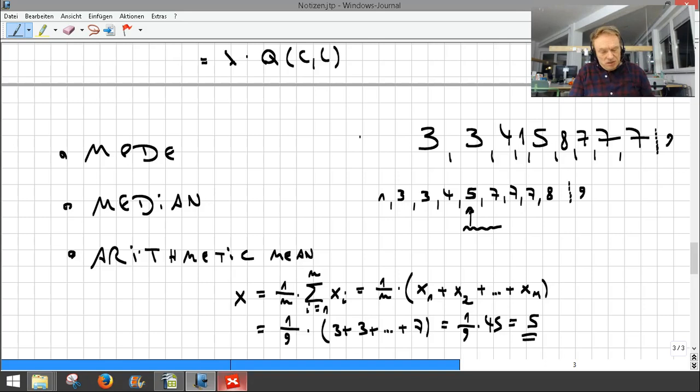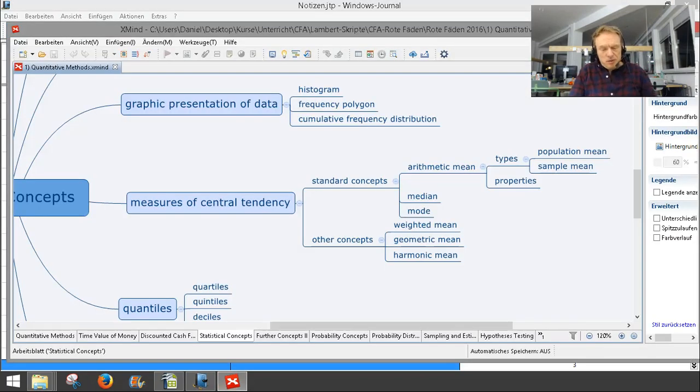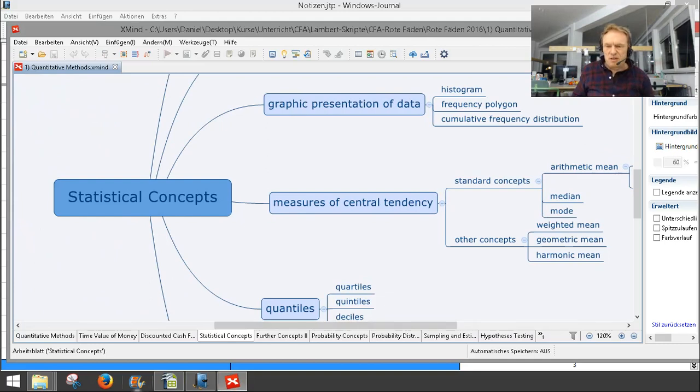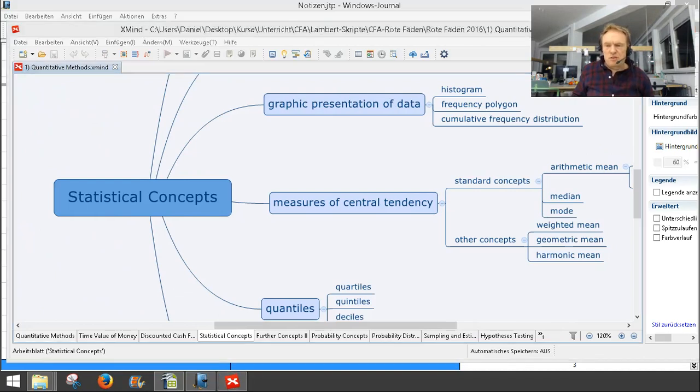That's it when talking about the standard concepts of measures of central tendency, which means the arithmetic mean, the median, and the mode. That's it for now about statistical concepts and about those standard measures of central tendency.